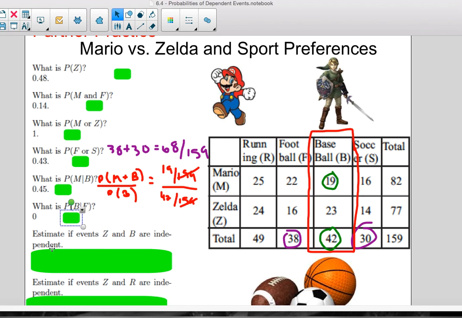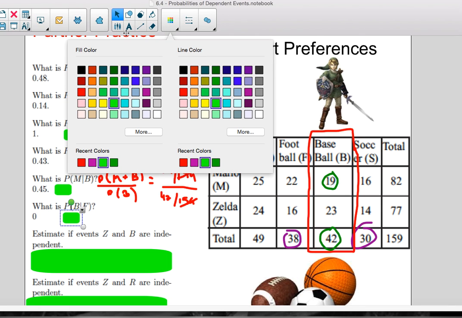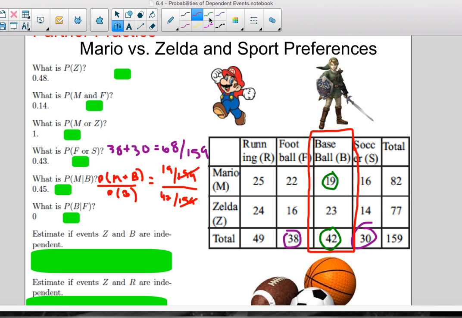Now estimate if events Z and B are independent, right? Good question. So how could you figure out if events Z and B are independent? Well, if they're independent, that means the probability of Z given B is equal to the probability of just Z.